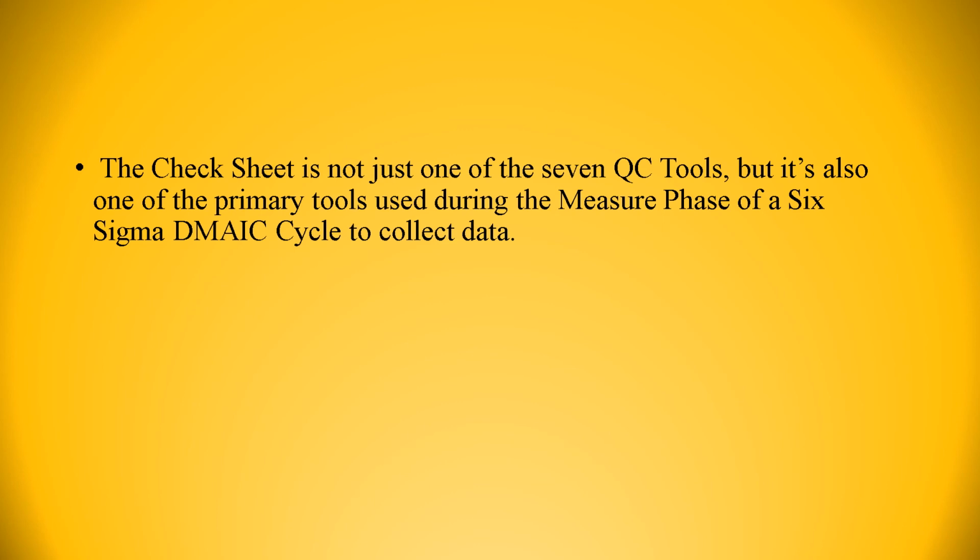The check sheet is not just one of the 7 quality tools. Yes, it is one of the 7 quality tools, but it is also used as a primary tool during the measure phase of the Six Sigma DMAIC cycle to collect data.